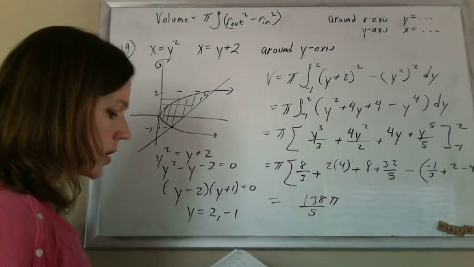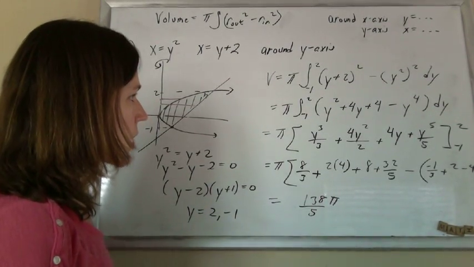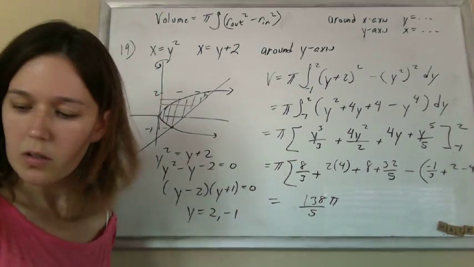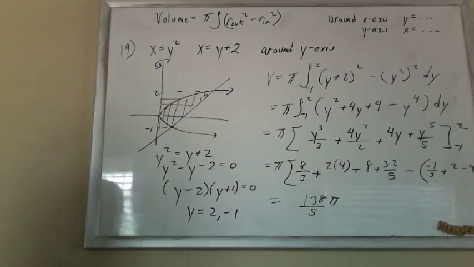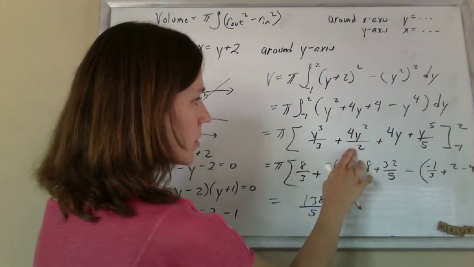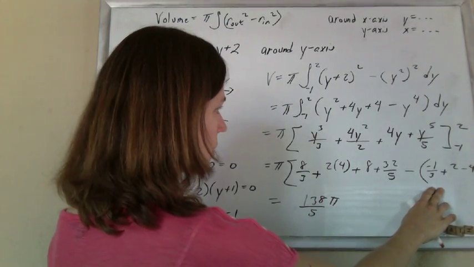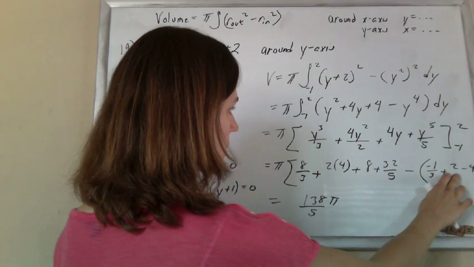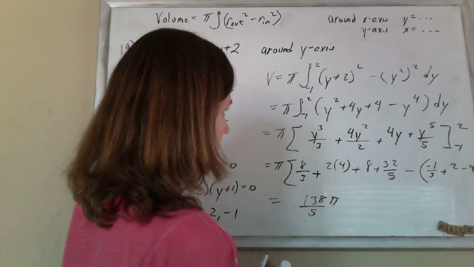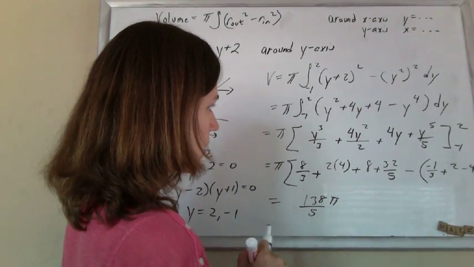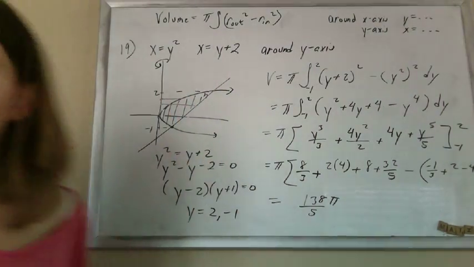So the setup is right. Negative 1 to 2 is right. I just can't do fractions. Alright, so where did I screw up? Probably it's 2. Maybe my calculator, I plugged it in wrong.